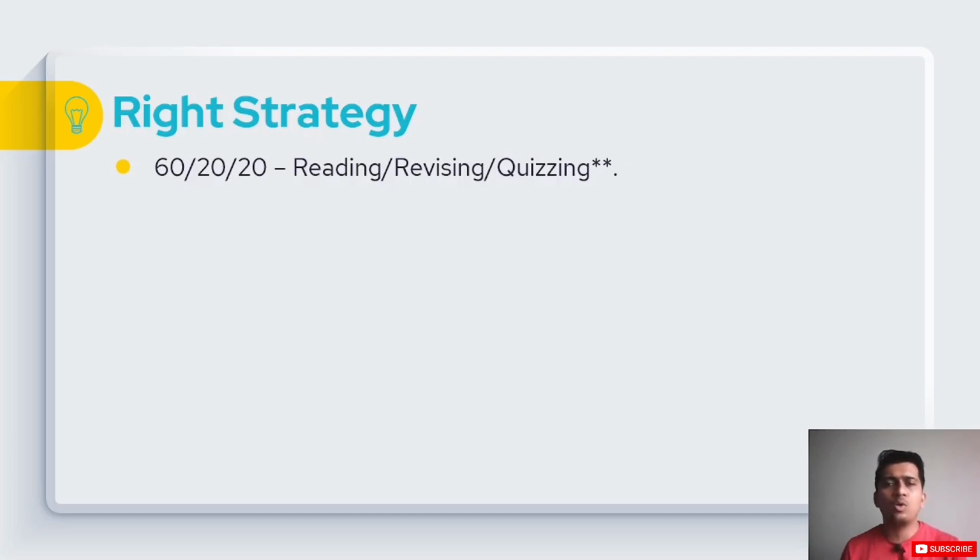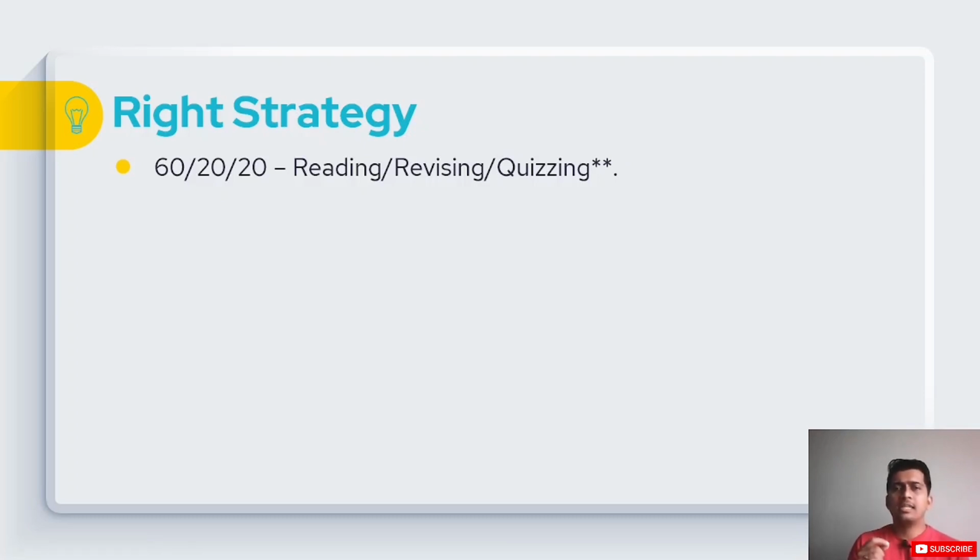So quizzes also happen to be a very important part of your preparation. What I'll suggest is that you spend 60% of your time reading, 20% revising, and 20% quizzing. As you can see on the screen, I have put a star mark on the quizzing. Let me explain how you should go for the quiz.